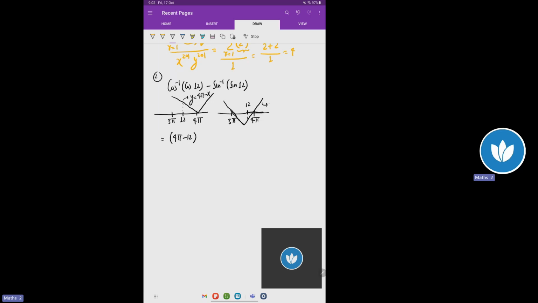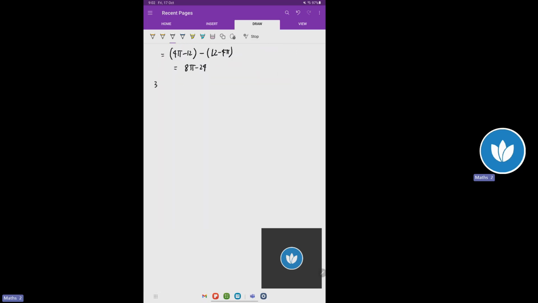So what is this line equation? y equal to x minus 4 pi, so we can write 12 minus 4 pi. Actually there is a minus in between. So if we find it out, this is 8 pi minus 24. Now let's move to question number 3.